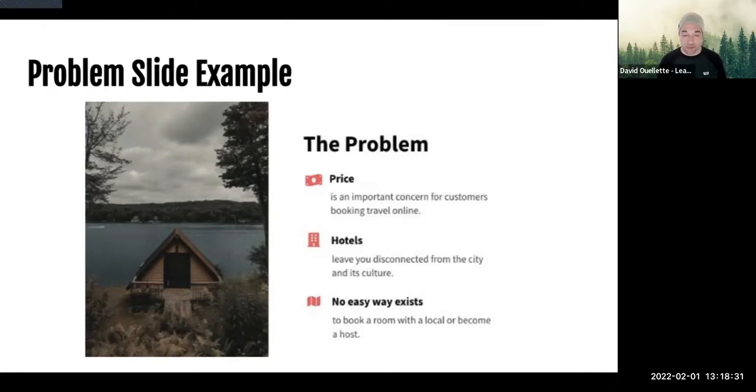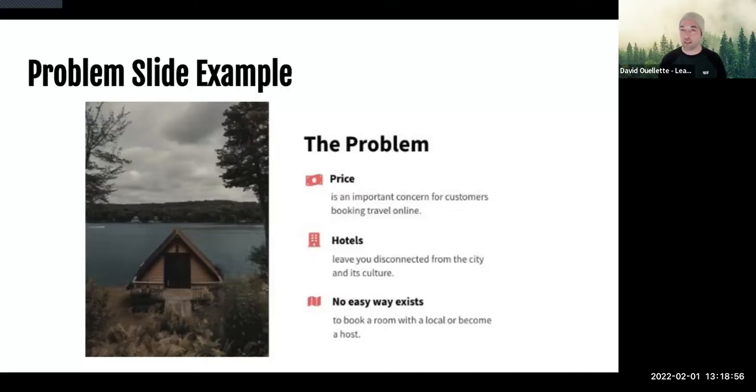Hotels tend to leave you disconnected from the city and its culture. That would be a problem for travelers. And there's no easy way that exists to book a room with a local or become a host. So that is the problem that Airbnb identified. Abdallah is asking to explain pain points more. So what we're talking about in pain points would be exactly this.